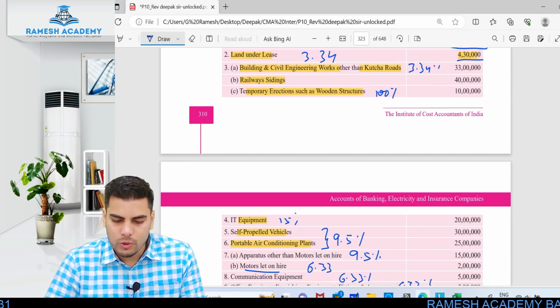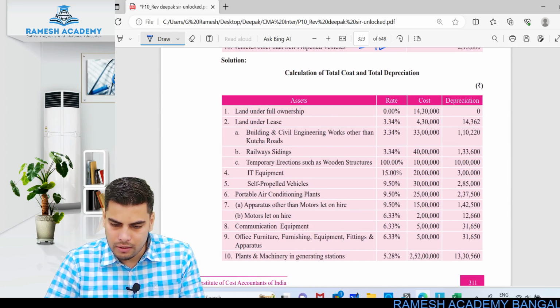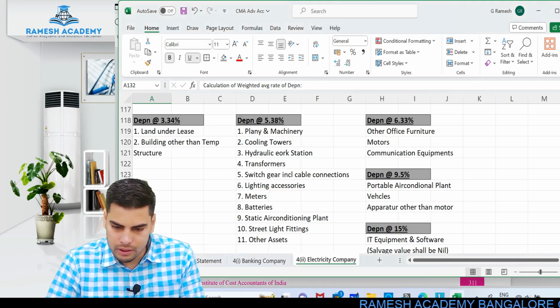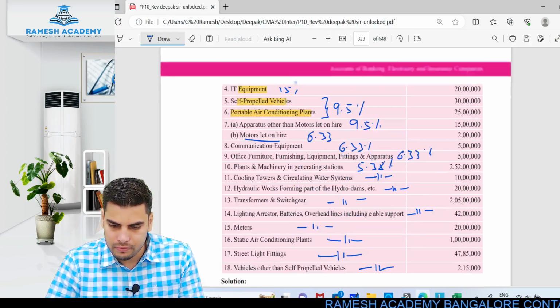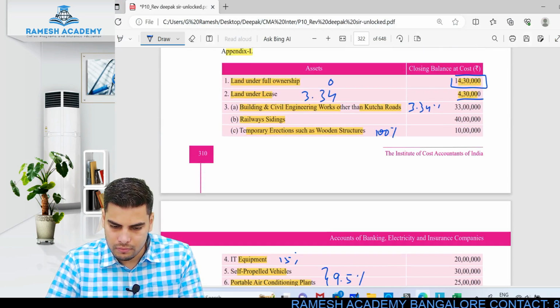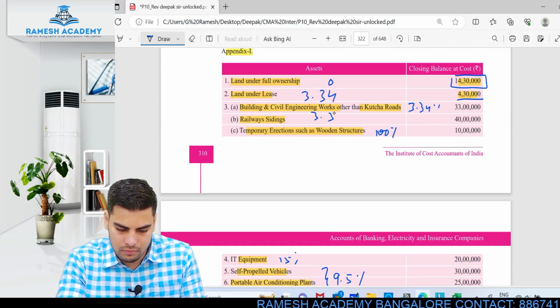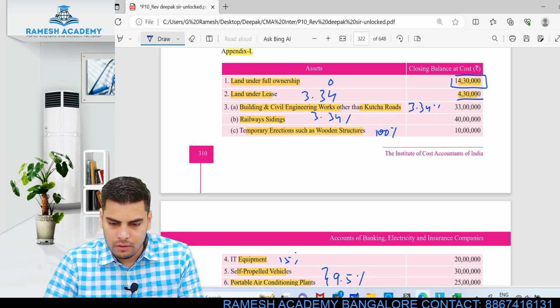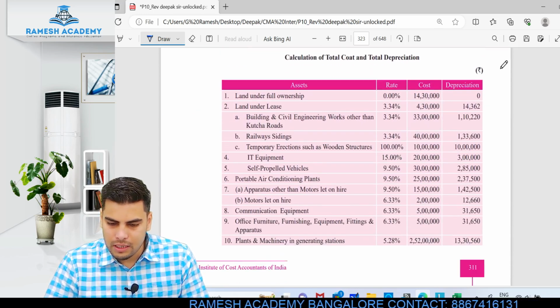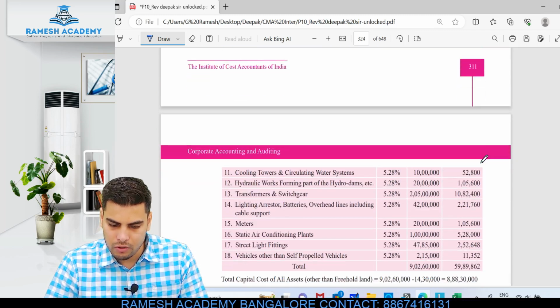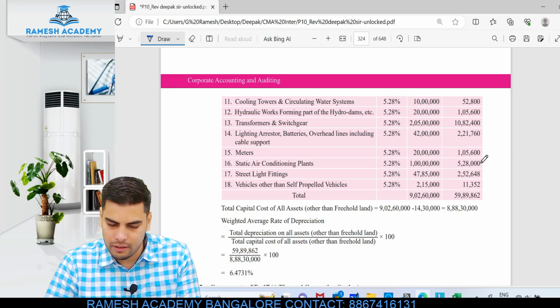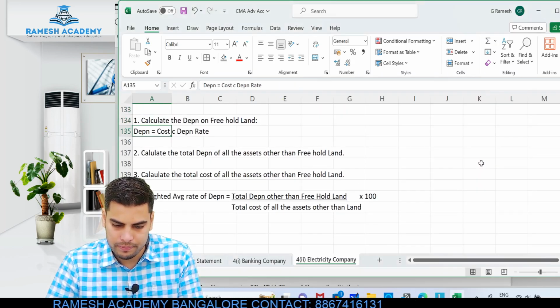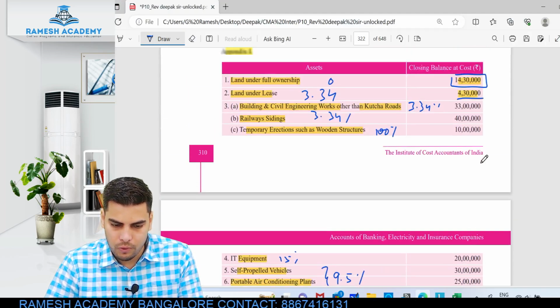So you just need to calculate the depreciation. They have given over here the rate of depreciation, if you guys can see. What they have done is they have just applied these rates to the cost, and then depreciation is being charged. For all the assets they have calculated. So let's just do the same thing. This is illustration 14, right?